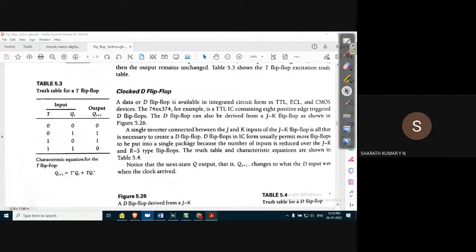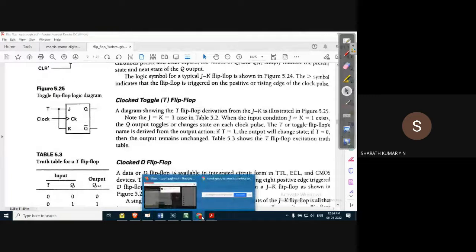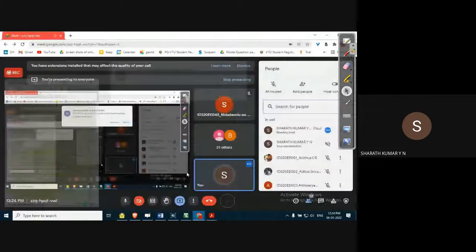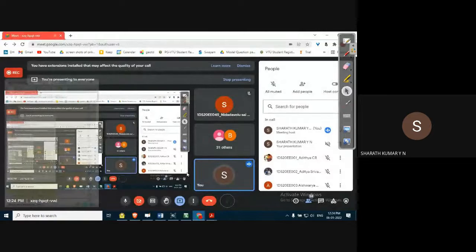I think we discussed the T flip-flop also. Let us quickly look into that. T is very simple, guys. T is a basic modification of what is called the D flip-flop.